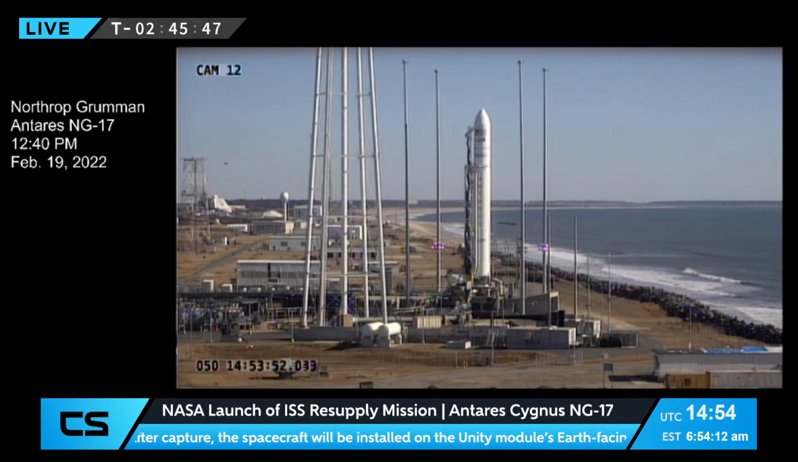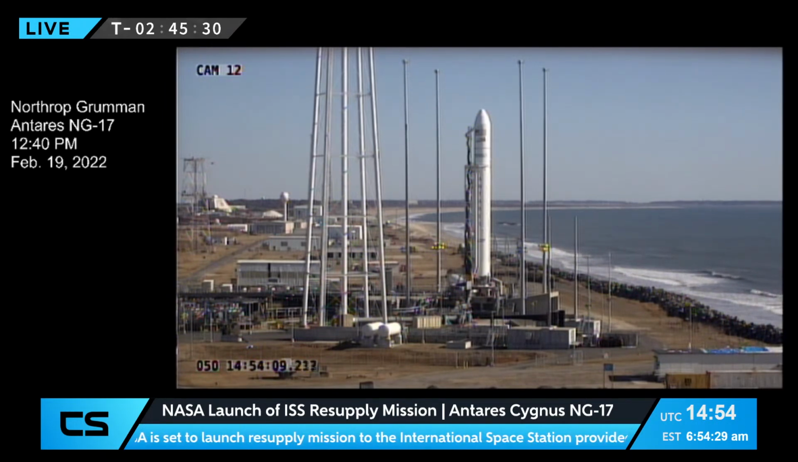Roger that, Ops 2. Ops 1, you can transfer FTS-A and FTS-B to external power. Copy LC, FTS-A, external power on, FTS-B, external power on, FTS-A and B, internal power off, time 14:54:06. Copy all, Ops 1. FTS external power status, voltage, and current nominal.